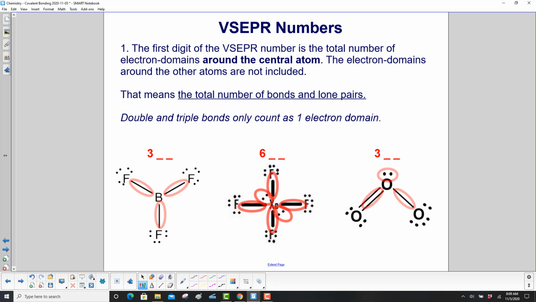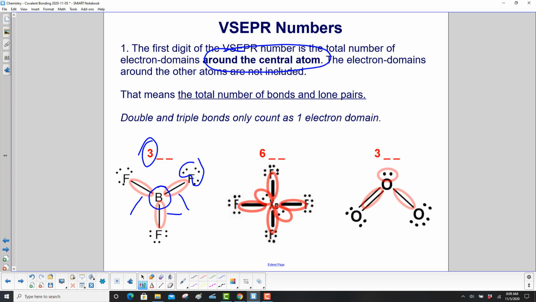Here are the answers. The first digit is the total number of electron domains around the central atom. You don't include the other atoms. So we need the total number of bonds and lone pairs. So let's look at the first one. There's 1, 2, 3 bonds. Now you look at all these lone pairs, but they don't count. They're not on boron, so the number is 3.